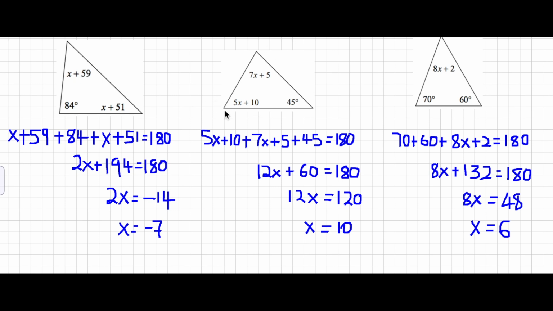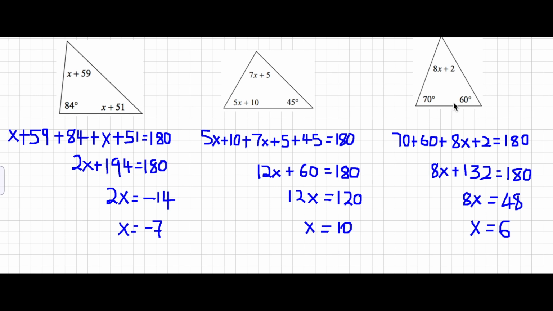So let's take a look at the second triangle. So you just need to add all the three angles. You'd get 5x plus 10 plus 7x plus 5 plus 45 equals 180. Add the like terms, 5x and 7x, you get 12x. And then if you add 10 plus 5 plus 45, you get 60. Subtract 60 from both sides, you get 12x equals 120, and then divide both sides by 12, x equals 10.